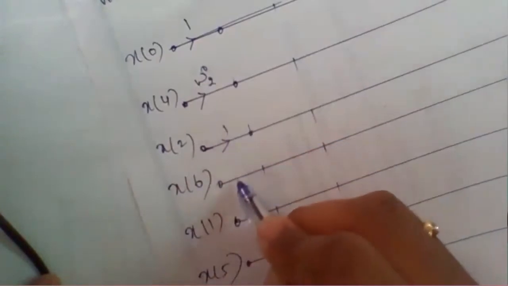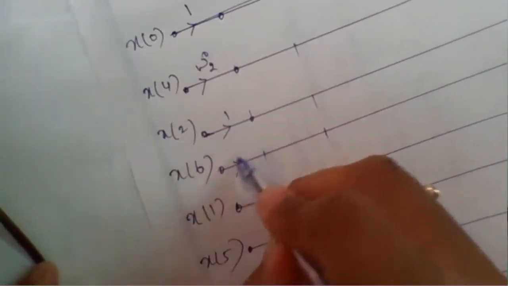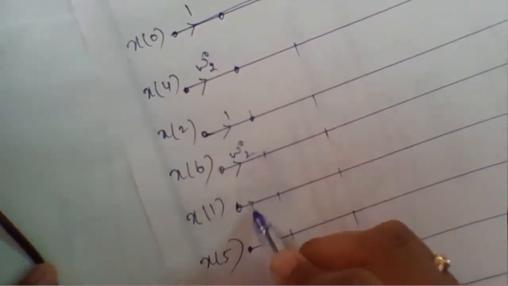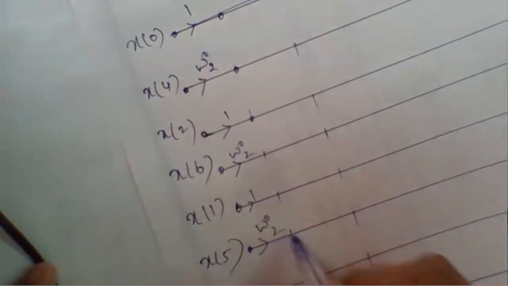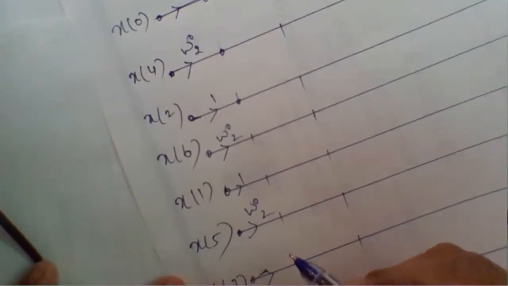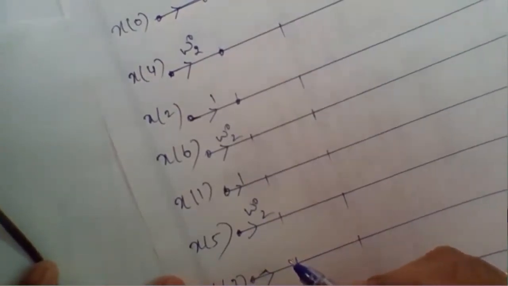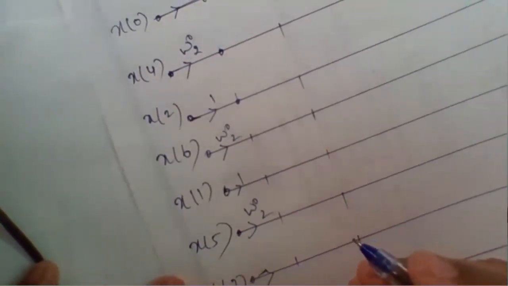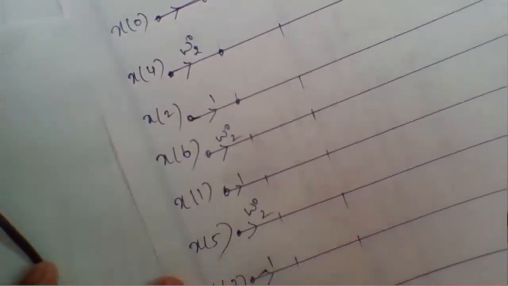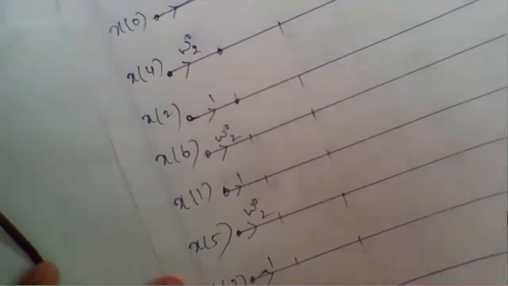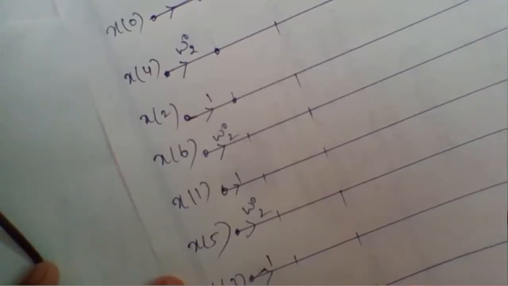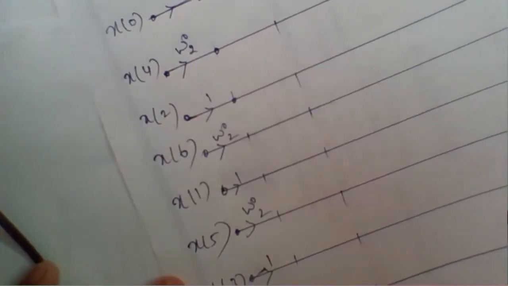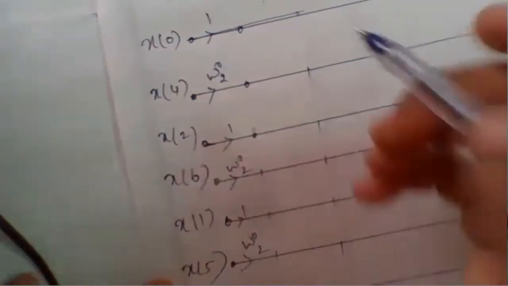Similarly, W raised to 0 to 1 is 1, and W raised to 0 to 2 is of course also 1 only. But to show how the twiddle factors are going to replicate themselves in all three stages, I am writing them in terms of W, but while solving the problem you can simply write them as 1 only.